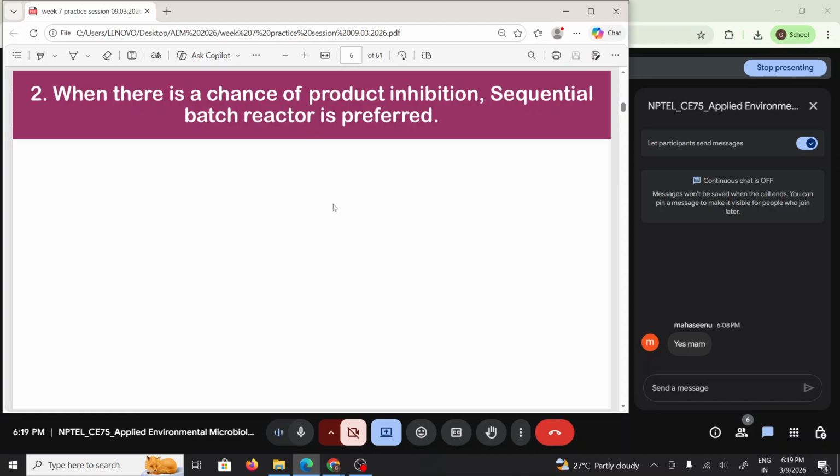So this concept is product inhibition, and obviously from an engineering or applied perspective, we will not be interested in product inhibition occurring. So we need to find ways to overcome this product inhibition. Here they are telling us that a sequential batch reactor can potentially help us overcome this product inhibition.